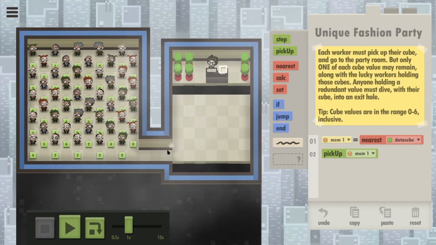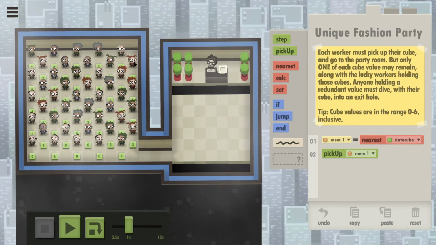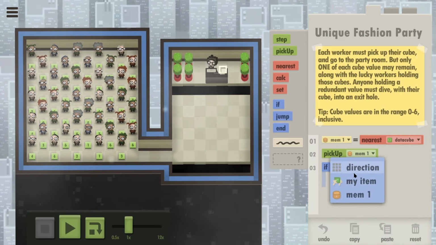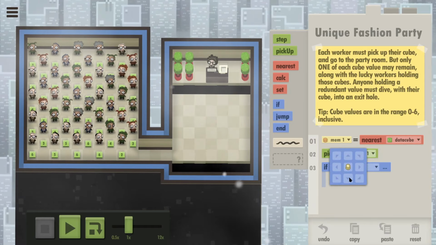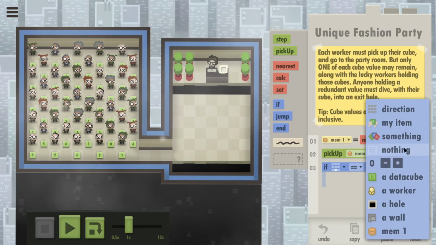Again, let's just break this down to looking at one person. So we want to say this girl here. So she goes and picks that up. So we would go if this direction equals wall.